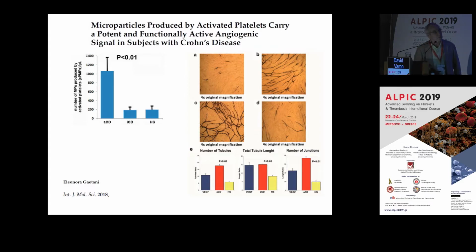And recent work showing also in the inflammatory section that microparticles produced by activated platelets carry potent and functionally active angiogenic signal in Crohn's disease. So in an inflammatory state, platelets in this case are producing pro-inflammatory signals, and it is always the question of the egg and the chicken, what comes first. And we definitely should look for a potential effect on the reverse side.